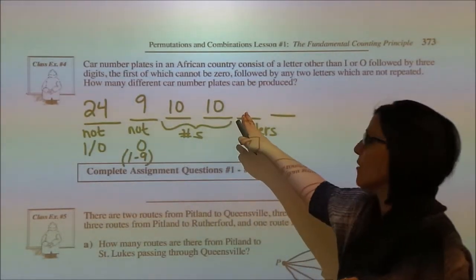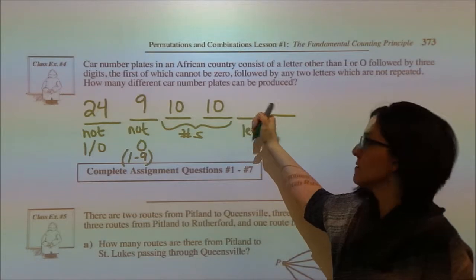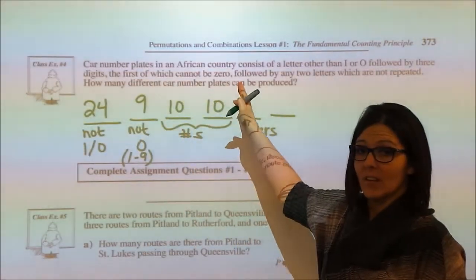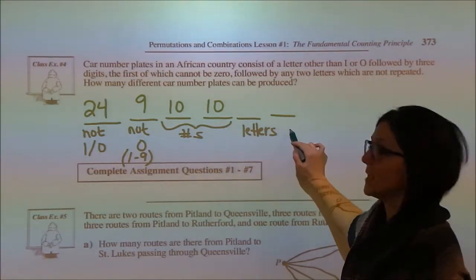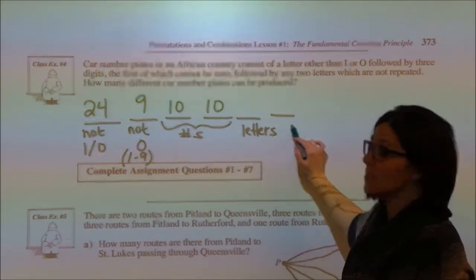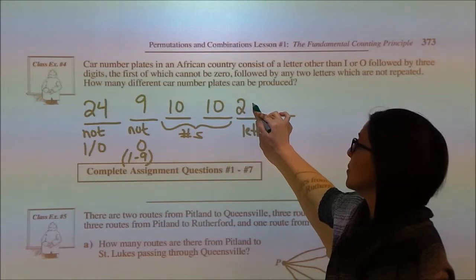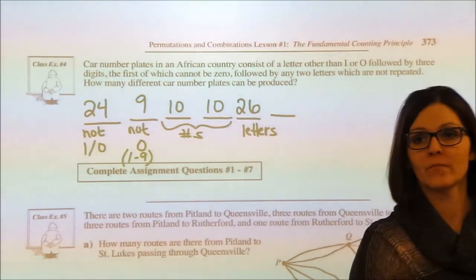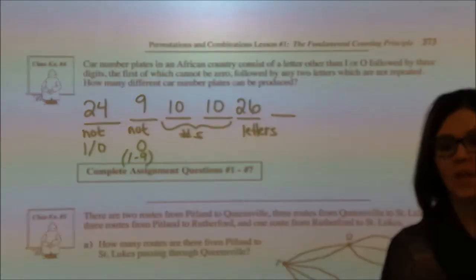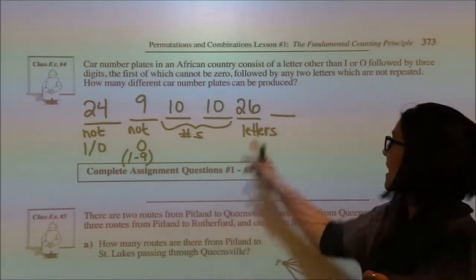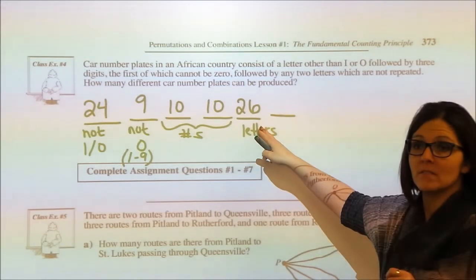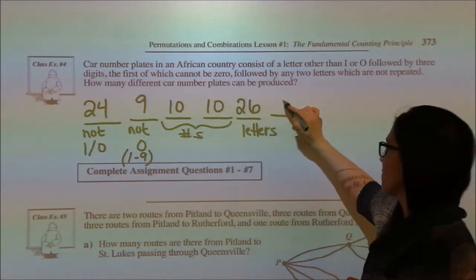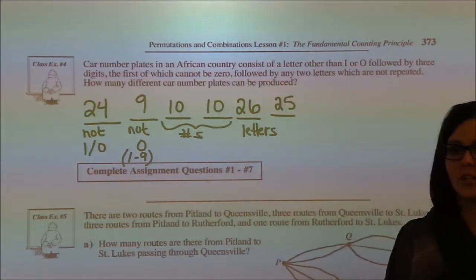So how many choices do I have for the first spot? 23. Not 23, any. So it couldn't be repeated. It says these 2 letters can't be repeated. So it'd be 24 and then 23. Not 24, 26, because I can have the I and the O now. I can't start it off with an I or an O, but I can finish it off. And then the next one would be 25, because that's where I can't have the repetition.